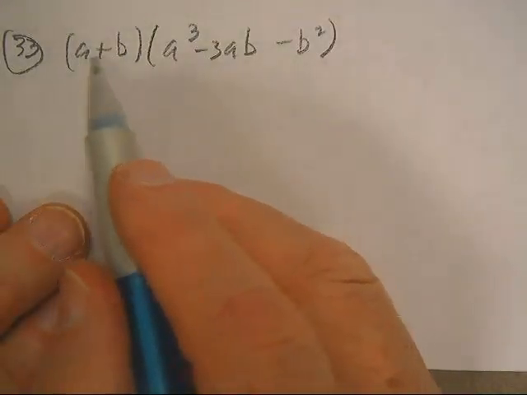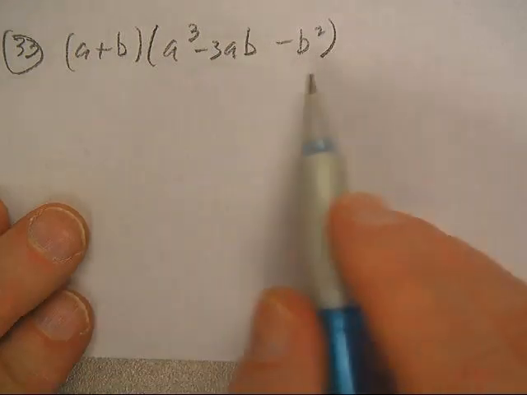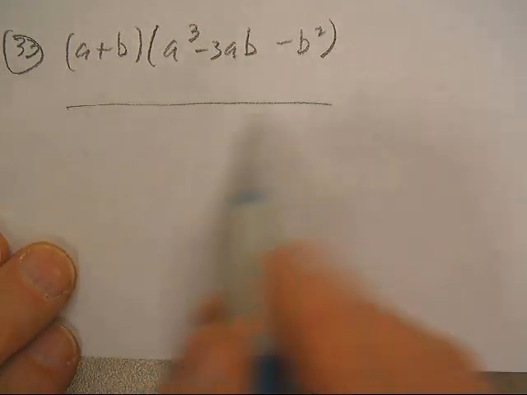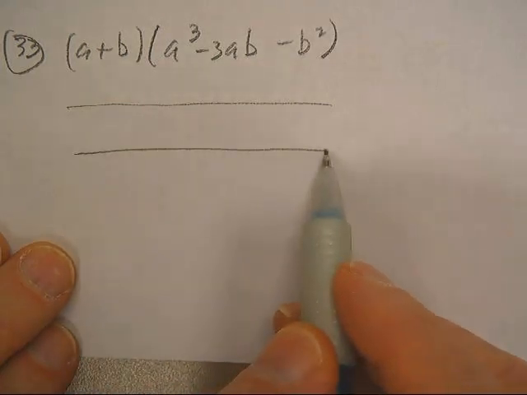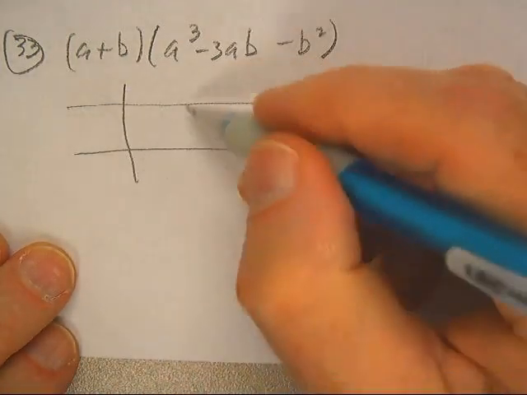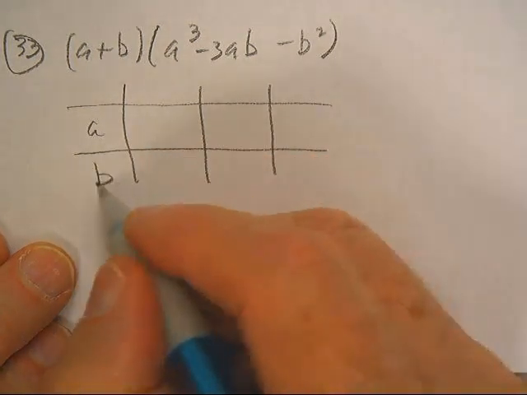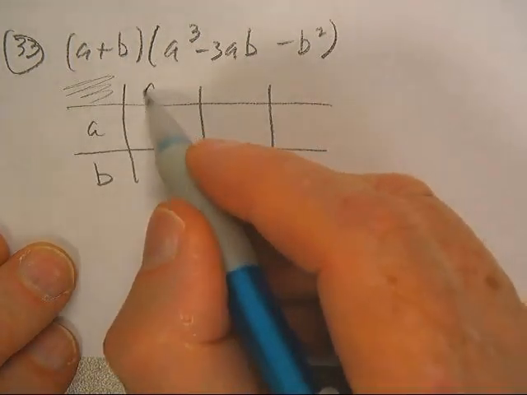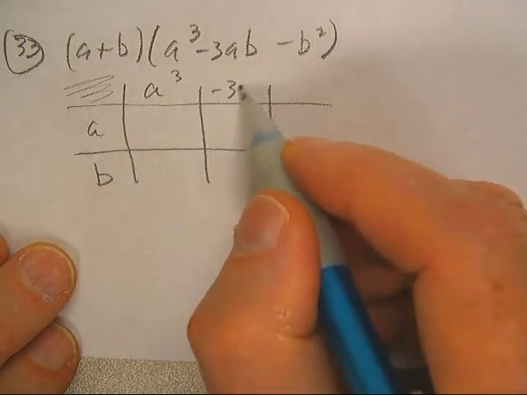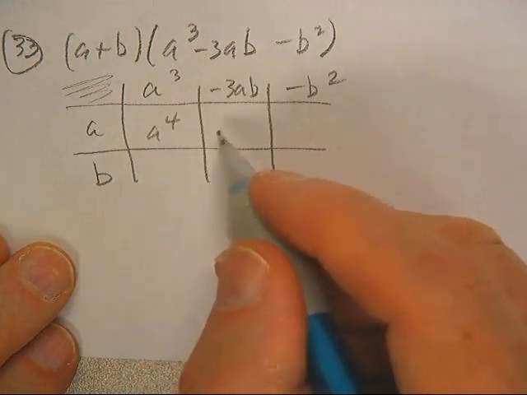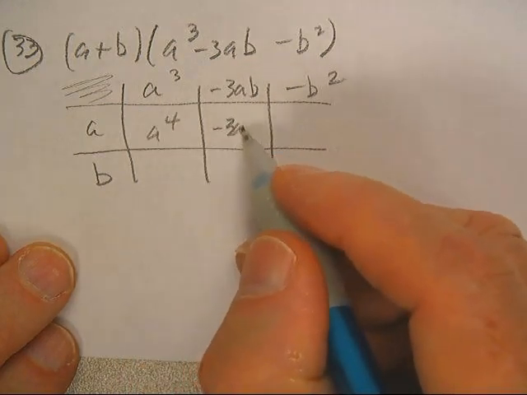Okay, on this one, I've got a two-termer or a binomial there. I've got three terms or a trinomial there. So just give you two lines and three this way. One, two, three. We're just expanding our grid. That's all. A cubed minus 3ab minus b squared. And then just go through there and multiply.